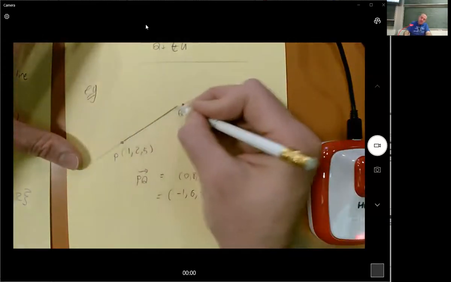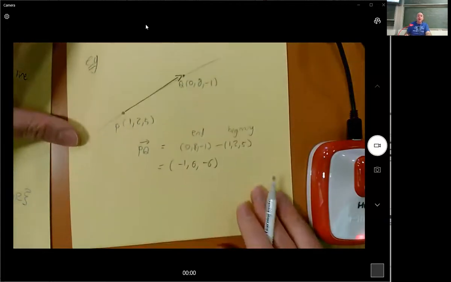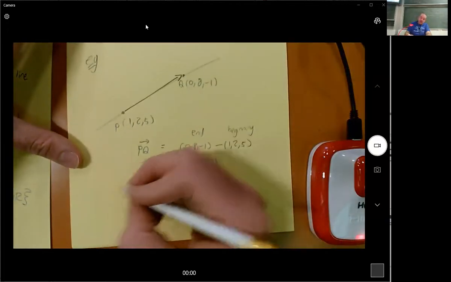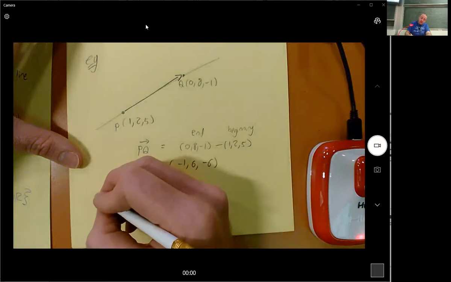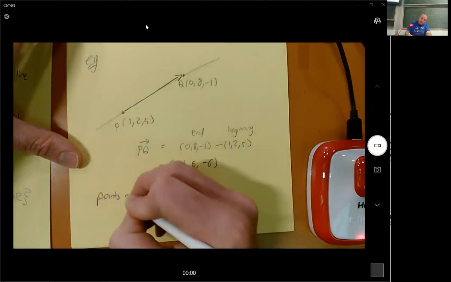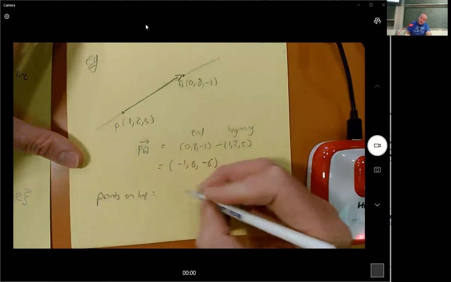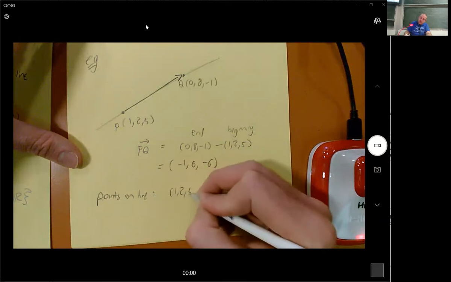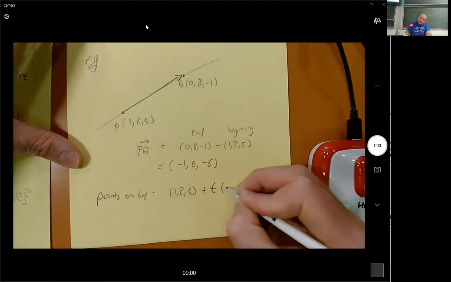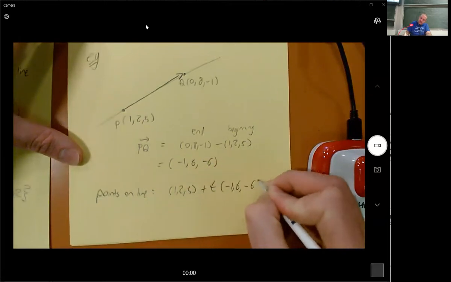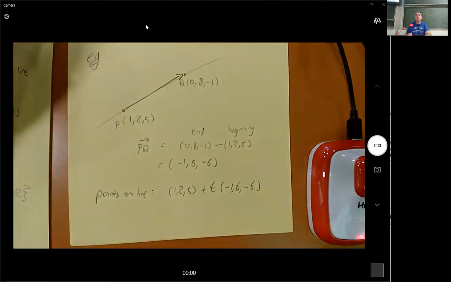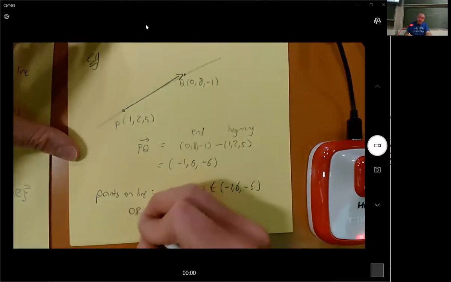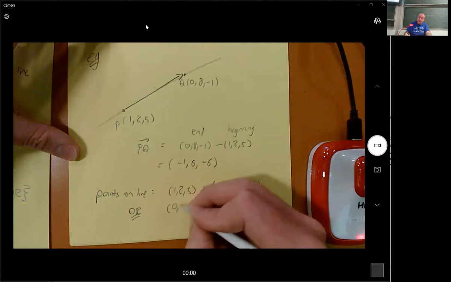So I can make the vector PQ, and now I could say that starting at the point P, the vector form of the line, the points on the line are the starting point 1, 2, 5 plus some multiple of the journey minus 1, 6, minus 6. That is a perfectly good version of this line. But I could just as easily have started at point Q, and that would have been fine too.